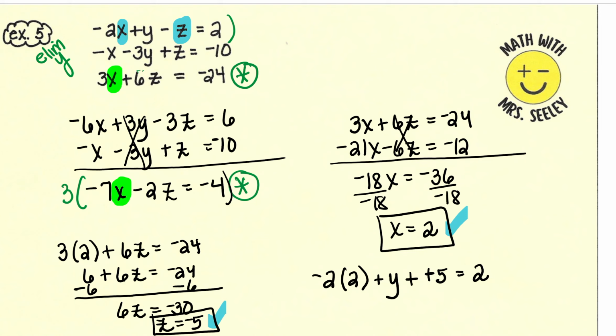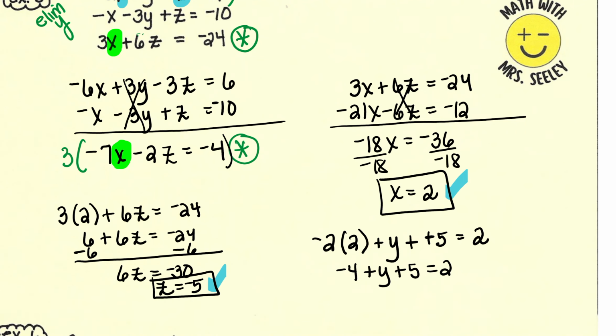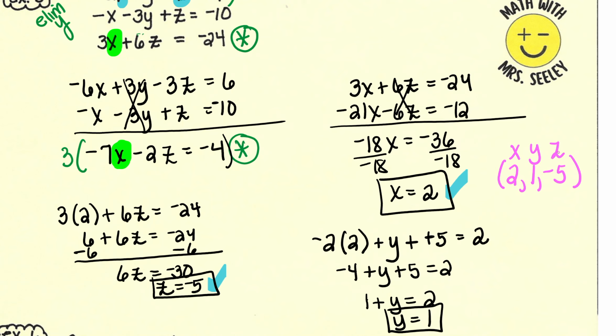Remember, math class is the only time in life where two wrongs make a right. So negative 4 plus y plus 5 is equal to 2. And that's going to give me 1 plus y equals 2. Subtract your 1, and y is equal to 1. So I've got my answer as an ordered triple, if that's the way my teacher wants it, as an x, y, and z, always in that order. Again, you can check your answers if you want to.